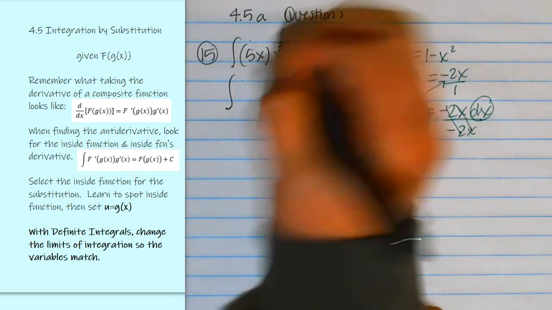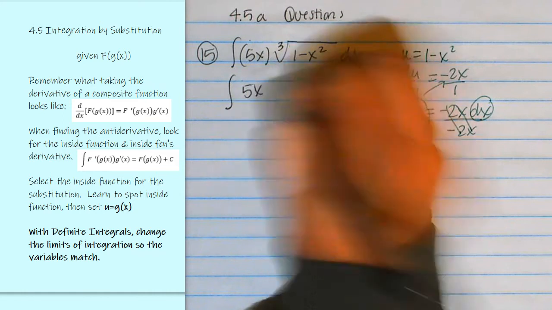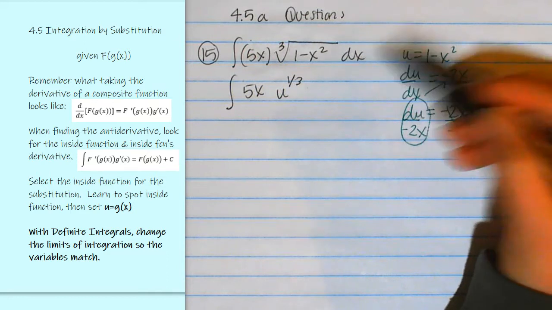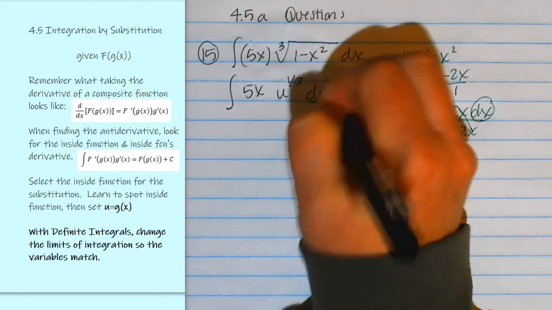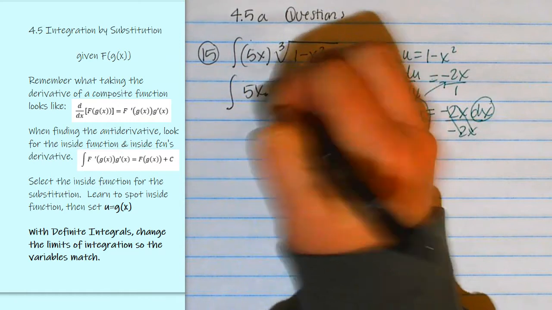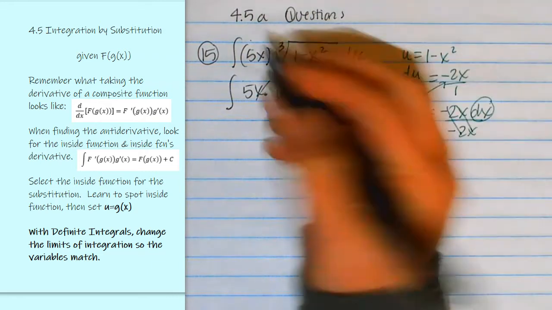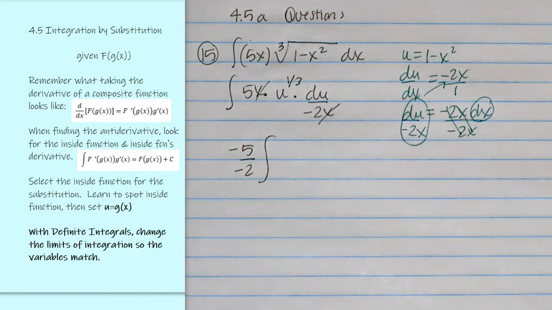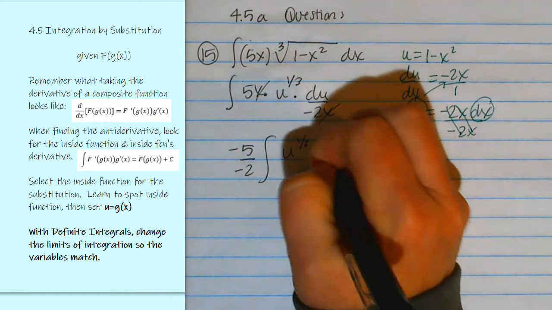I'm going to say the integral of 5x times the cube root, or how about just u to the 1/3 power. And instead of dx, I'm going to write the equivalency du over negative 2x. All of these are multiplied, so there you go, multiplication. This x and this x will cancel. 5 over negative 2, well, that's just a scalar multiple. So I'm going to pull that out, and now I have u to the 1/3 du.